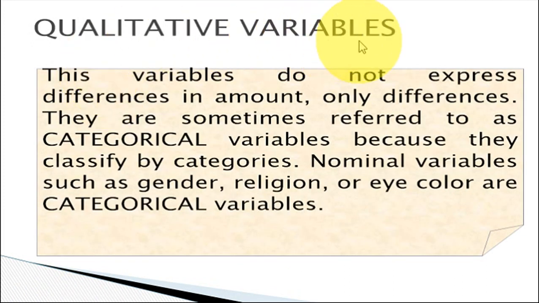Another is qualitative variables. These variables do not express differences in amount, but they express differences only in the form of differences, and they are grouped into different categories. That's why it is also called a categorical variable, because they classify by categories. Example, gender. Male and female cannot be categorized in amount, but can be categorized into different categories. Religion and other variables which can exist in categories.